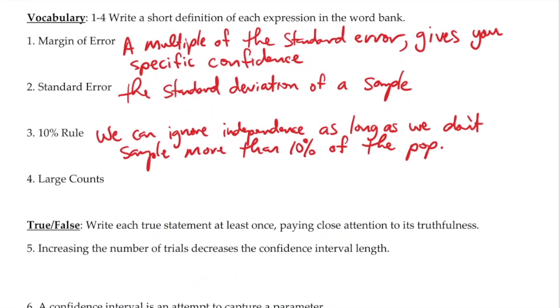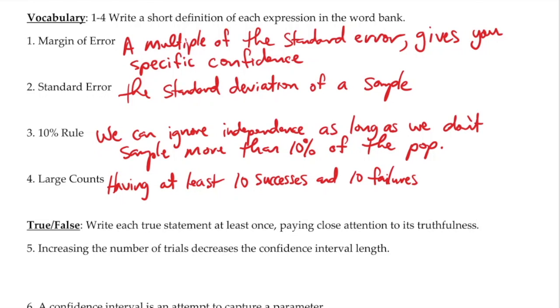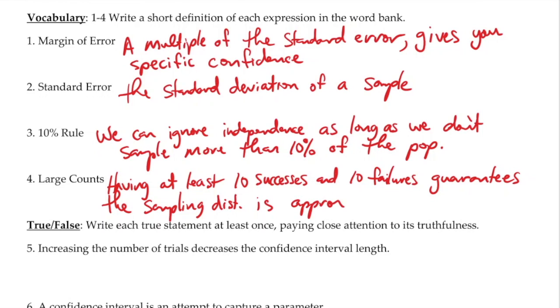Finally, large counts. Having at least 10 successes and 10 failures. Now this is when obviously we're talking about proportions. It guarantees the sampling distribution is approximately normal. In practical terms, what that means is that now we can use the z-chart or the z-table.